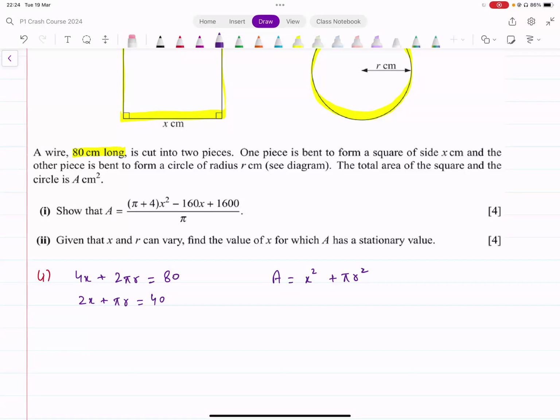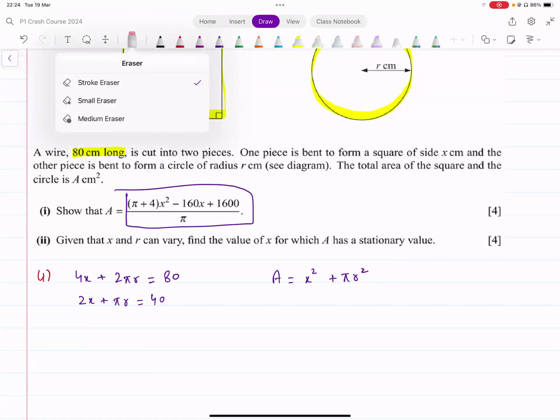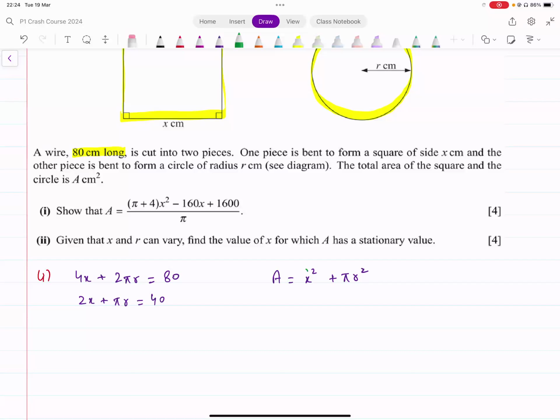Now, what we need to prove is that A equals this thing. We are getting A equal to this. Now, what's the difference? How do you go from this form to this form? That's what we need to think about. Now, in the area that we have found, we have 2 unknowns. We have x and we have r. We have 2 variables, right? And in the form that they have given in the question, they only have x. They don't have any r there. So we need to somehow eliminate r from this form.